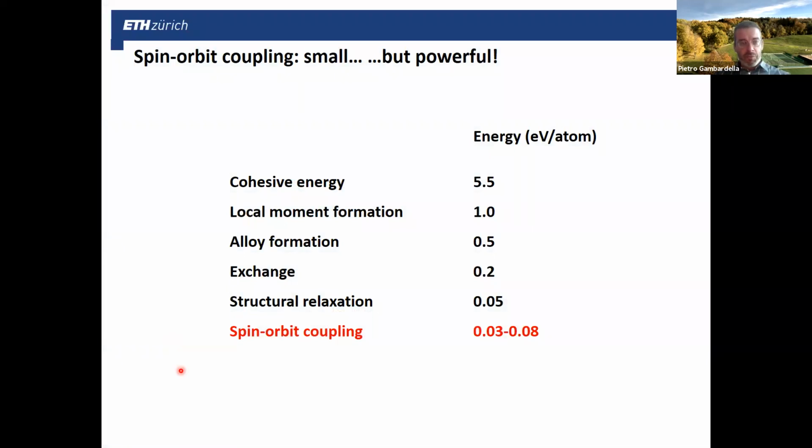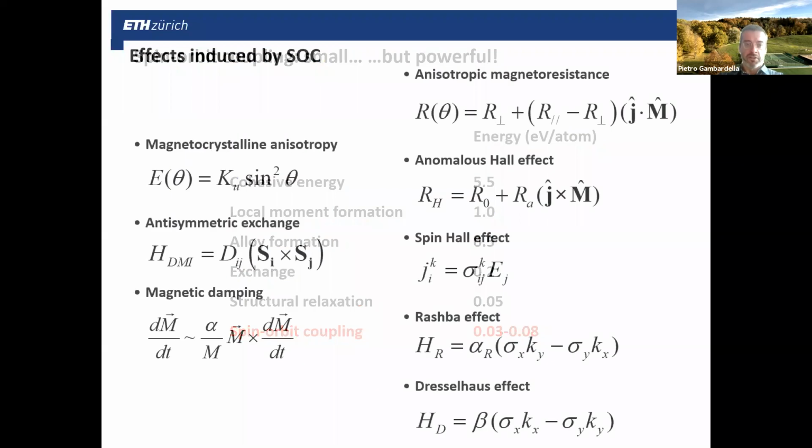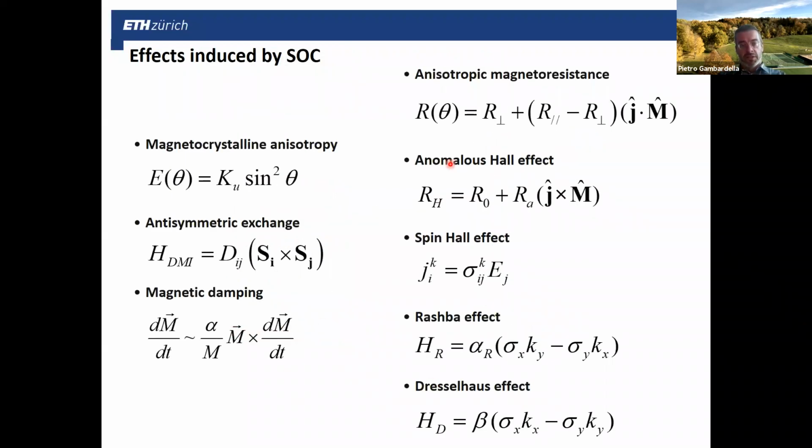So spin-orbit coupling, I think we all know what it is, right? It's a very small interaction, at least in transition metals. So here, if you take a 3D element like iron or cobalt, you can see that the spin-orbit coupling energy per atom is one of the smallest contributions to the total energy. And yet, we know that it is very relevant for a number of effects, in particular in magnetism, right?